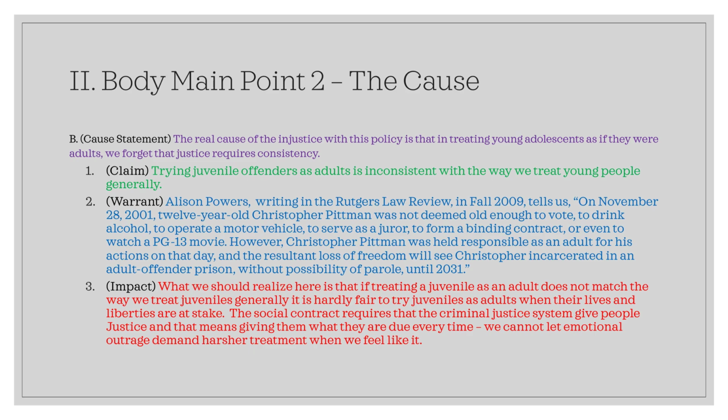What we should realize here is that if treating a juvenile as an adult does not match the way we treat juveniles generally, it's hardly fair to try juveniles as adults when their lives and liberties are at stake. The social contract requires that the criminal justice system give people justice, and that means giving them what they are due every time. We cannot let emotional outrage demand harsher treatment when we feel like it.